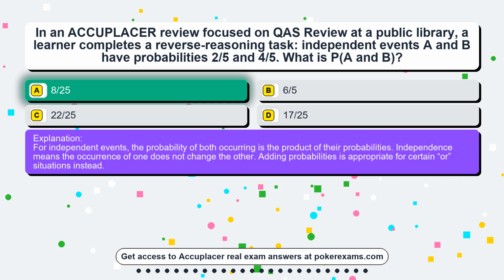For independent events, the probability of both occurring is the product of their probabilities. Independence means the occurrence of one does not change the other. Adding probabilities is appropriate for certain 'or' situations instead.